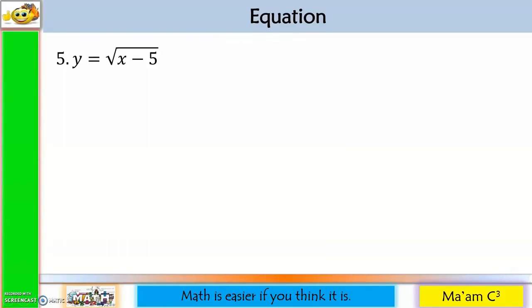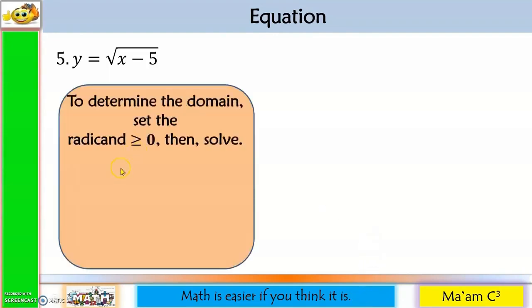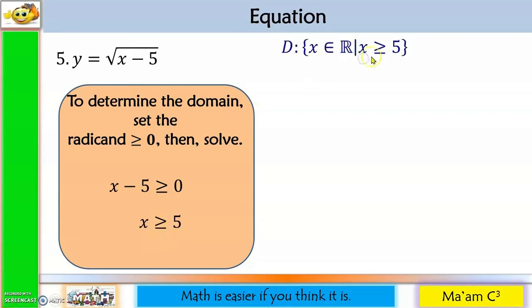Number 5, y is equal to the square root of x minus 5. So this is a radical function. To determine the domain, let us just set the radicand greater than or equal to 0. So we have x minus 5 greater than or equal to 0. Let's move this to the other side. X is greater than or equal to 5. This will be our domain. So for interval notation, you'll start with 5 and then go to the right. So that means 5 to positive infinity. Because there is an or equal, we'll make use of a bracket.